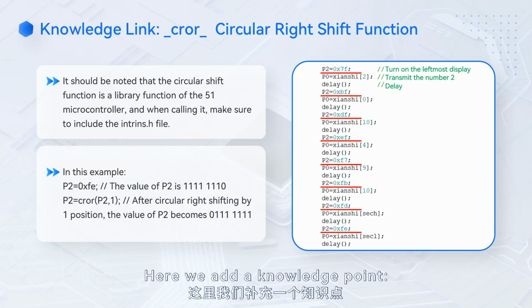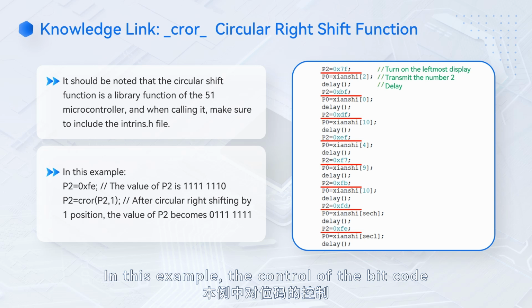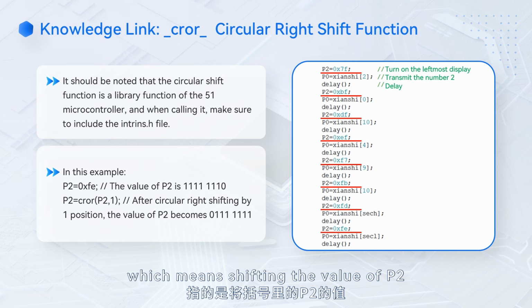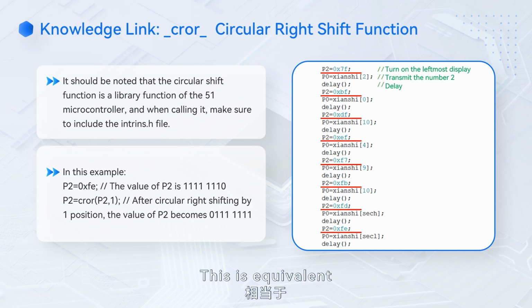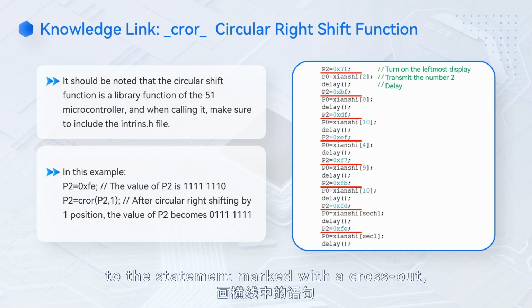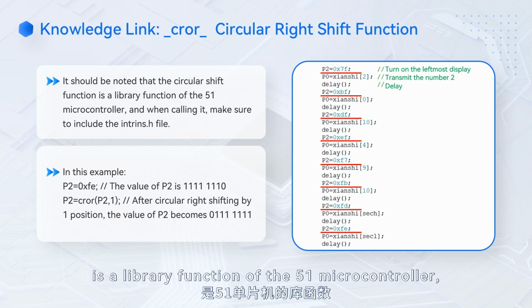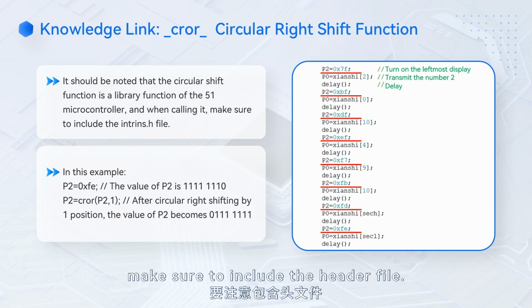Here we add a knowledge point, the circular right shift function. In this example, the control of the bit code uses a circular right shift function, which means shifting the value of P2 in parentheses 1 place to the right and then reassigning it to P2. This is equivalent to the statement marked with a cross out, which is relatively more concise. It should be noted that the circular shift function is a library function of the 51 microcontroller, and when calling it, make sure to include the header file.